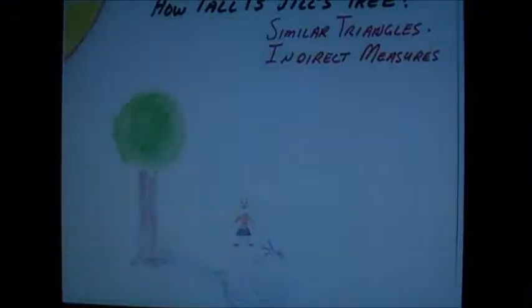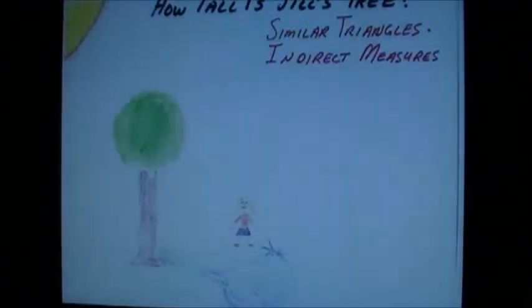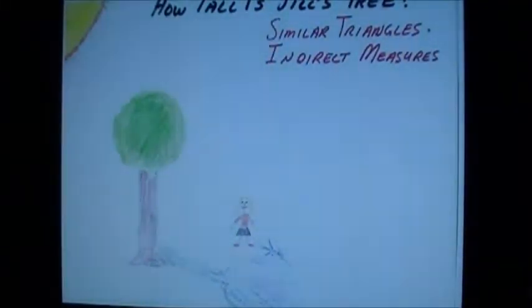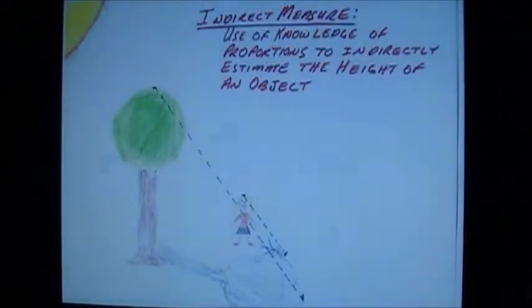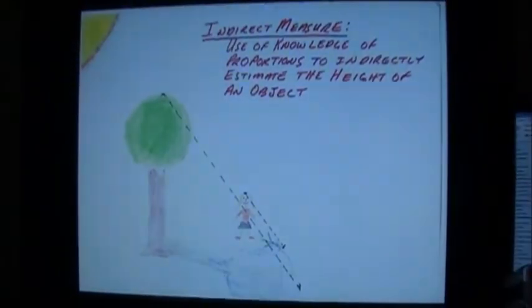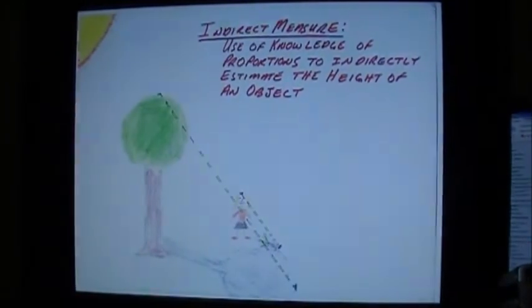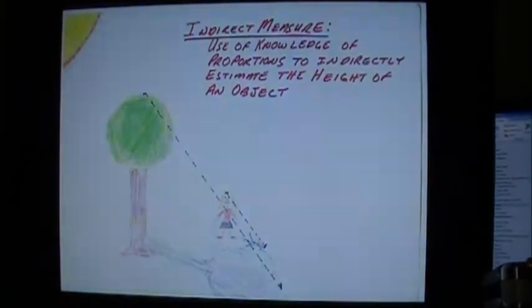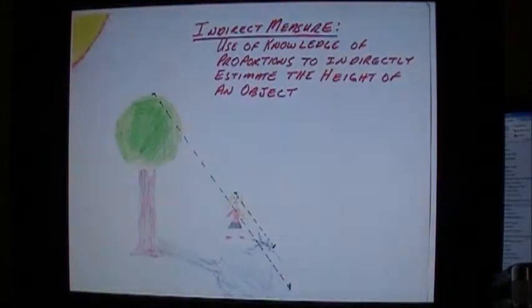How tall is Jill's tree? Introduction to similar triangles and indirect measures. Jill planted a tree when she was younger. She is now curious about the height of the tree. Since the tree is too tall for Jill to directly measure, she will use her knowledge of proportions to indirectly measure the height of the tree. Jill will do this by using shadows of the tree and her. An indirect measure is the use of knowledge of proportions to indirectly estimate the height of an object.